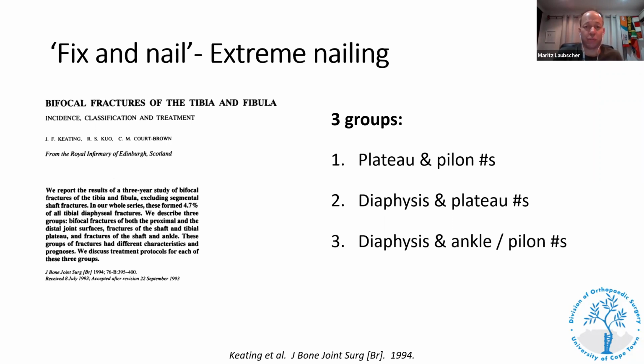As I said, there are 3 groups. Plateaus and pilons are probably the easiest ones to make decisions on the treatment. I'm not saying easy to treat, but the fractures are far apart. You just treat the plateau on merit and treat the pilon on merit. The diaphyseal fracture combination with proximal or distal fracture is a little bit more difficult, because mostly for the diaphyseal fracture, your first line treatment would be intramedullary nailing, and that interferes with the treatment of your plateau fracture or ankle pilon fracture.